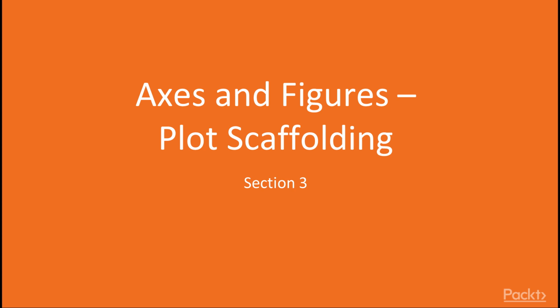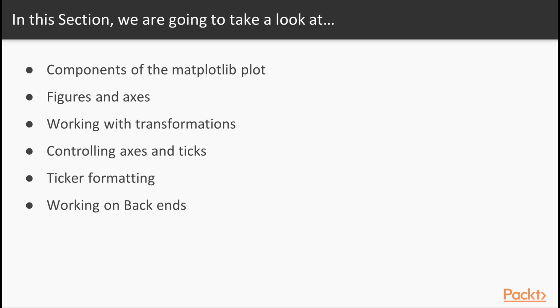In today's video, the first of section 3, we're going to take a high-level look at the components that make up a Matplotlib figure. Over the course of section 3, we're going to take a look at all of the components that go into a Matplotlib figure. We're going to look at the figure and axes objects, the two highest level objects in a Matplotlib plot. We're going to see how to use transformations to go between the different coordinate systems in a Matplotlib plot. Finally, we're going to take a look at how to deeply control the axes and the ticks and see how backends are actually used to display the plots that we generate.